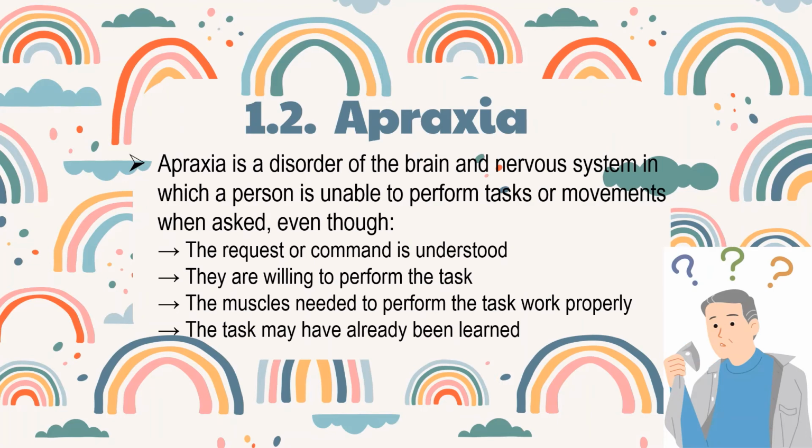Another definition is apraxia. It is a disorder of the brain and the nervous system in which a person is unable to perform tasks or movements when asked, even though the request or command is understood. They are willing to perform the task. The muscles needed to perform the task work properly. The task may have already been learned. This is caused by a defect in the brain pathways that contain the memory of learned patterns of movement. Patients with apraxia cannot use tools or perform acts such as tying shoelaces or buttoning shirts, which they could do before.